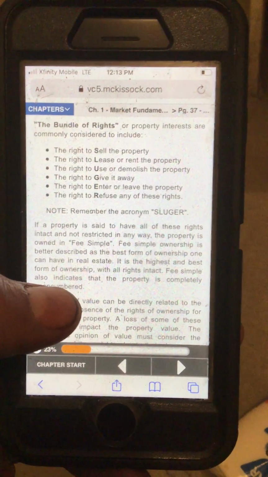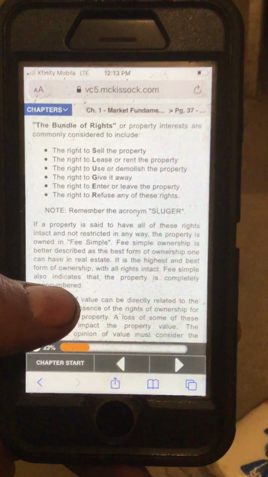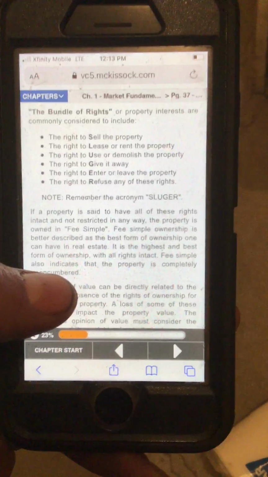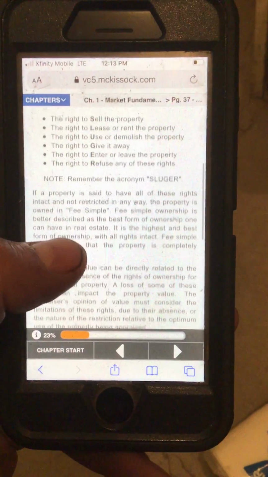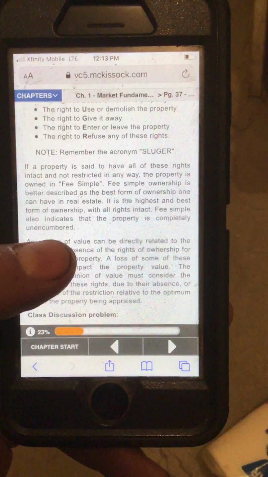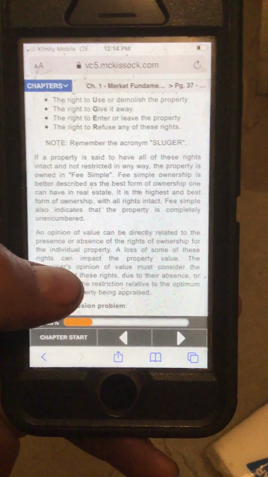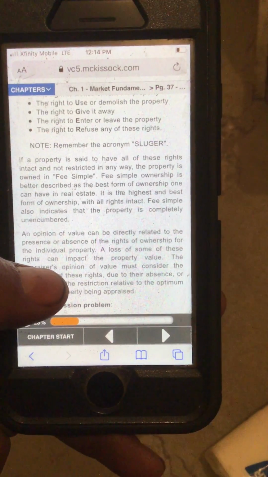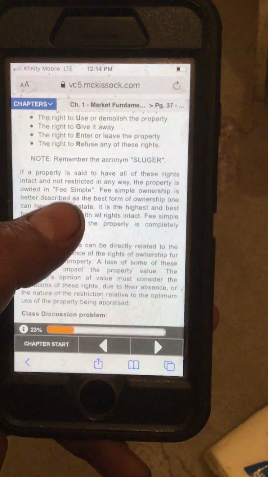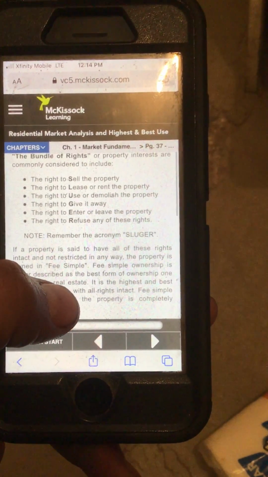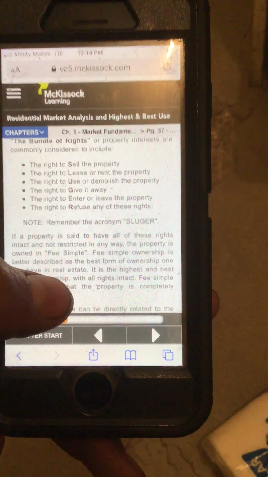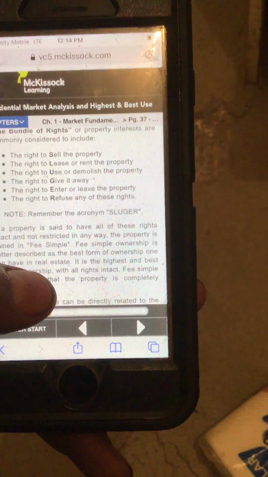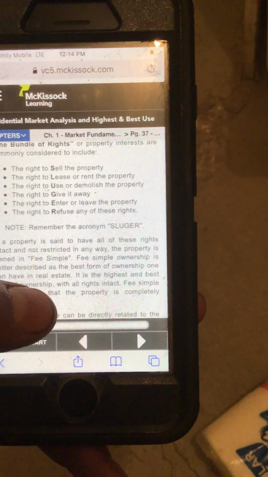The bundle of rights or property interests are commonly considered to include the right to sell the property, the right to lease or rent the property, the right to use or demolish the property, the right to give it away, the right to enter or leave the property, the right to refuse any of these rights. And there is an acronym in between all those. Remember the acronym: SLUGGER. S for sell, L for lease, U for use, G for give, E for enter, R for refuse.